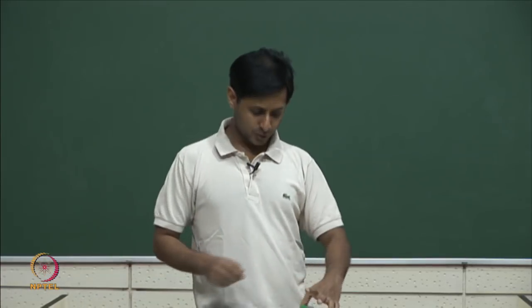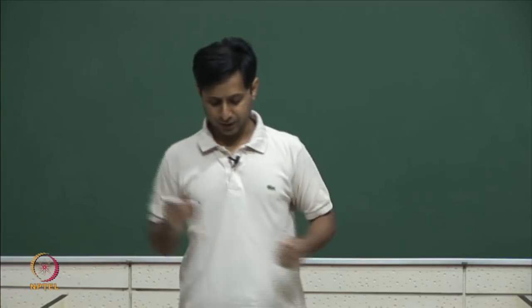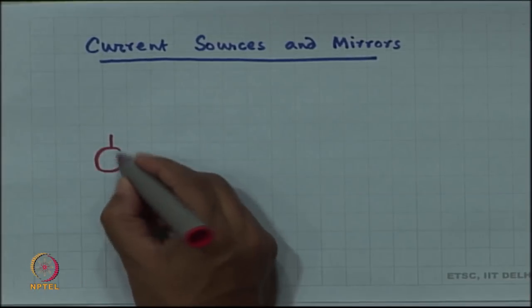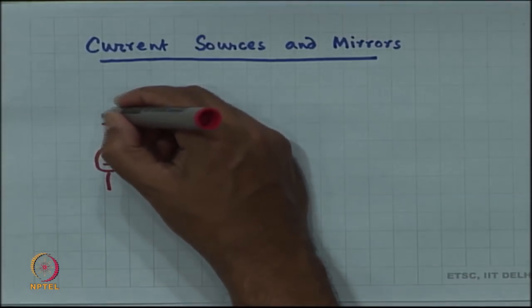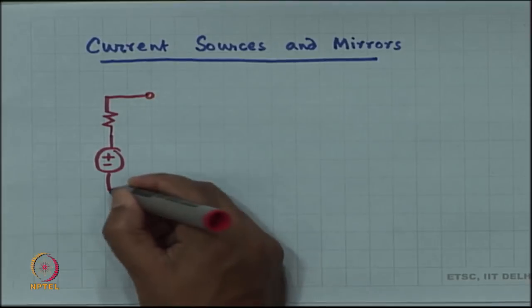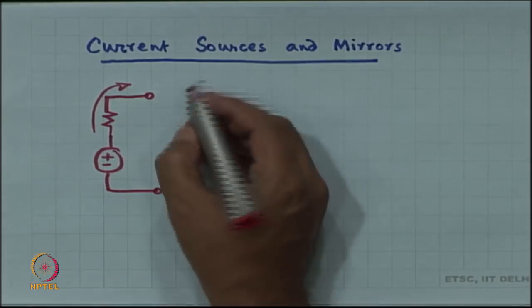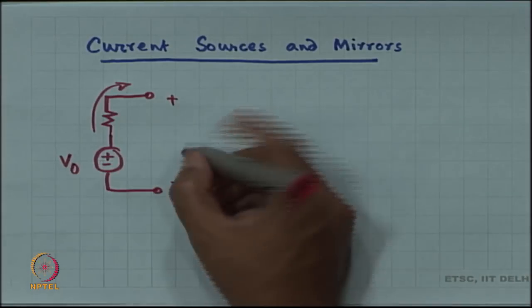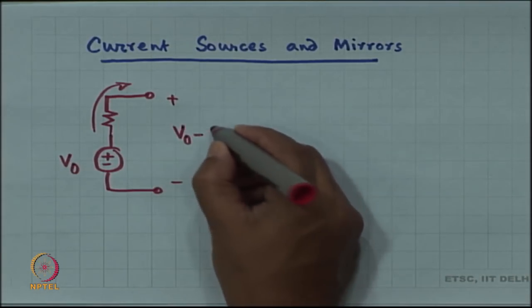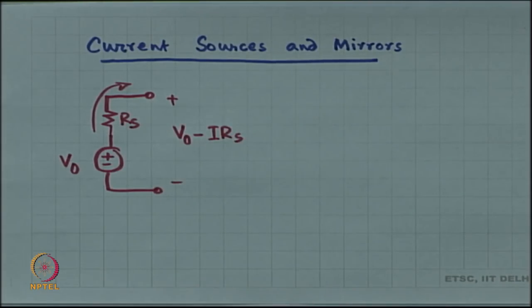However, for a voltage source, things are usually not ideal, in which case a voltage source, when it tries to supply current, the voltage actually dips. So, this is modeled as a resistor. When it tries to push current, the voltage dips, right. This voltage is no longer V naught, it is V naught minus I RS, where this is the source resistance. Fine. So, this is a non-ideal voltage source.